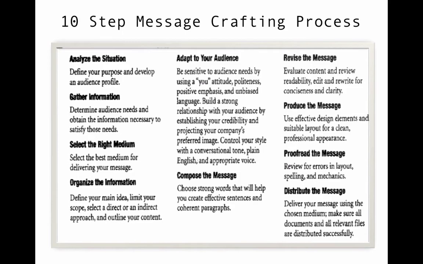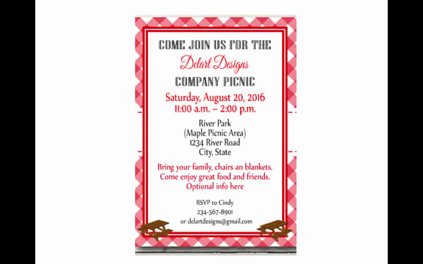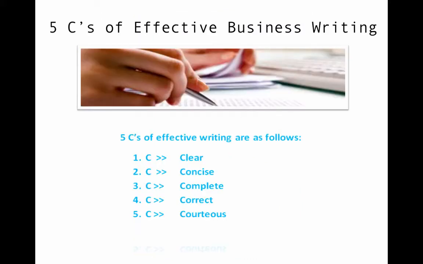So you're going to produce that and use elements of design if you'd like to. And then you're going to proofread it. You're going to look over it and make sure that it's correct, that there's no spelling issues, that everything is there properly. And then lastly, you're going to deliver that message. And when you deliver that message, you're going to choose how you're going to deliver it. In this case, we've already decided we're going to do email, that's the best way to communicate. And then we're going to send that message out. So that's a basic 10-step process for writing effective business messages.